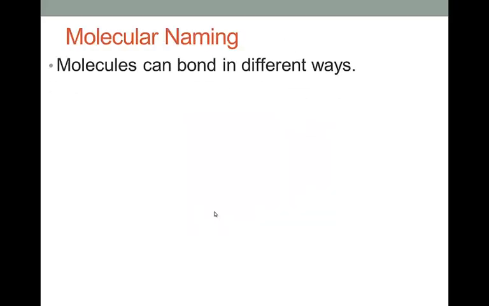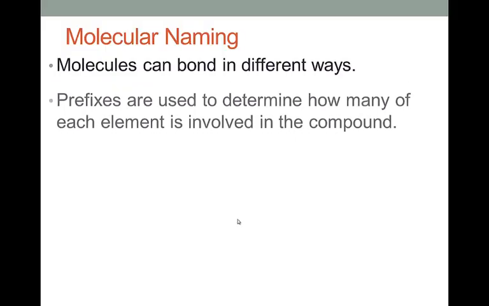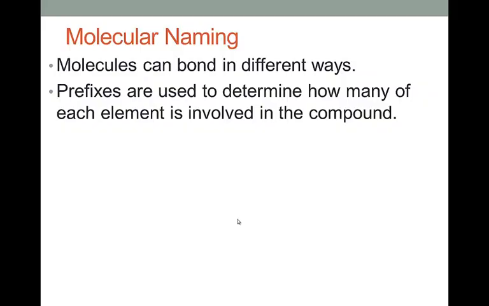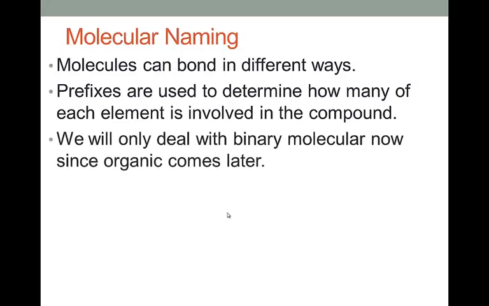So molecules now are going to be different from ions because they're not trading electrons, now they're sharing, so they can bond in lots of different ways. So prefixes are used to determine how many of each element is involved in the compound, because the same two elements can bond together differently. You can have many different compounds made up of just the same two elements. Ionic compounds, there's only one way to write them. Molecular compounds, you can have a whole bunch. We will only deal with binary molecular compounds now. Organic will be the more complicated ones later on.